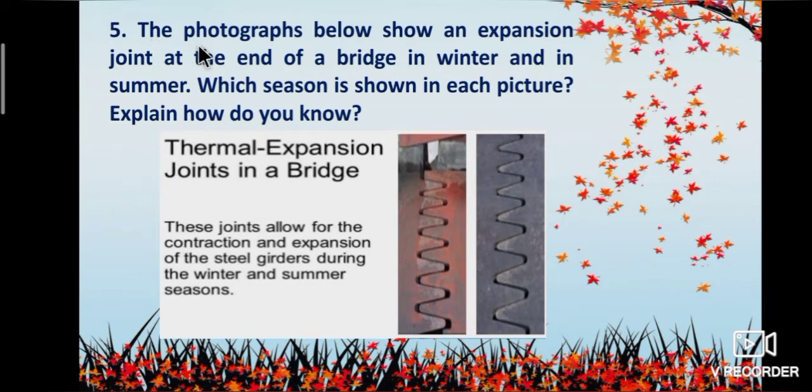Last one. The photographs below show an expansion joint at the end of a bridge in winter and in summer. Which season is shown in each picture? Explain. How do you know? These joints allow for the contraction and the expansion of the steel girders during the winter and summer seasons.